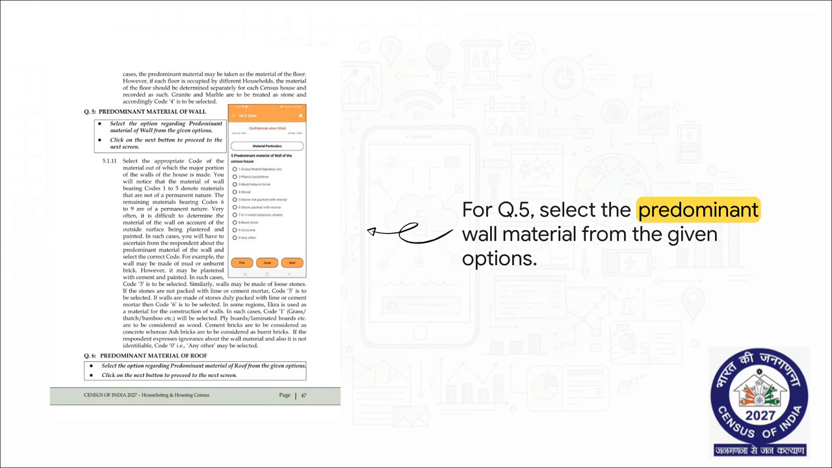All right, now for the walls. Sometimes this can be a little tricky, especially if they're plastered over or painted. Your job is to find out from the respondent what the main material is underneath all that. Is it burnt brick? Is it mud? Your selection here really does paint a picture of how durable the dwelling is.